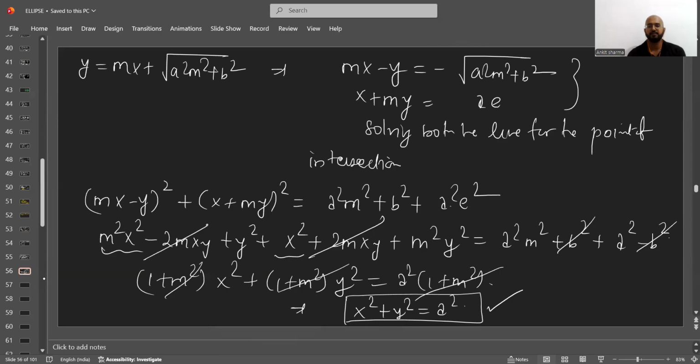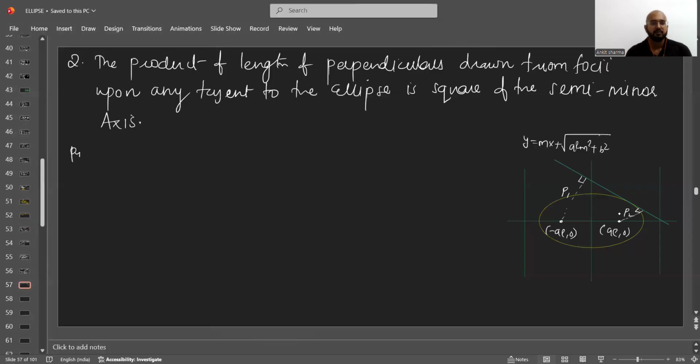Coming to the next property. The product of the lengths of perpendiculars drawn from the foci upon any tangent to the ellipse is the square of the semi-minor axis. So we have to prove that P1 into P2 is equal to the semi-minor axis square, that means it's going to be b square.